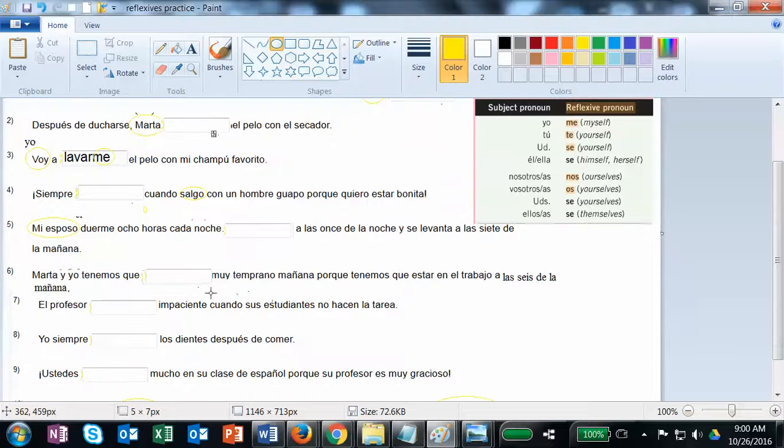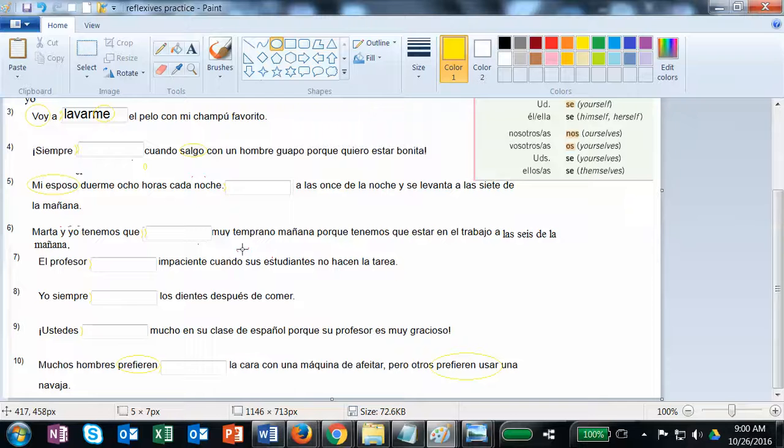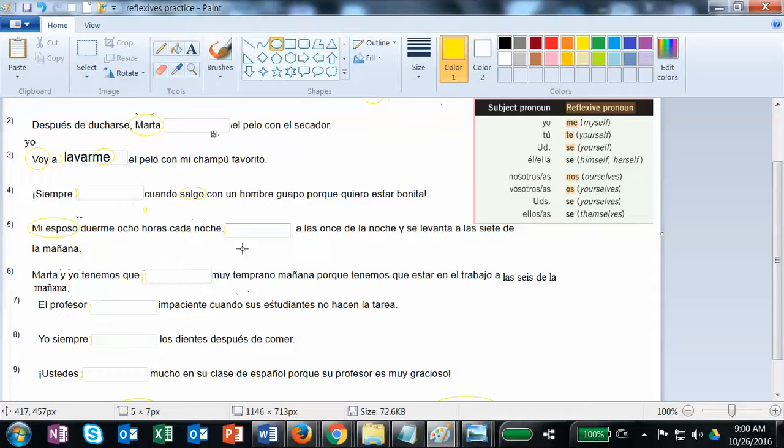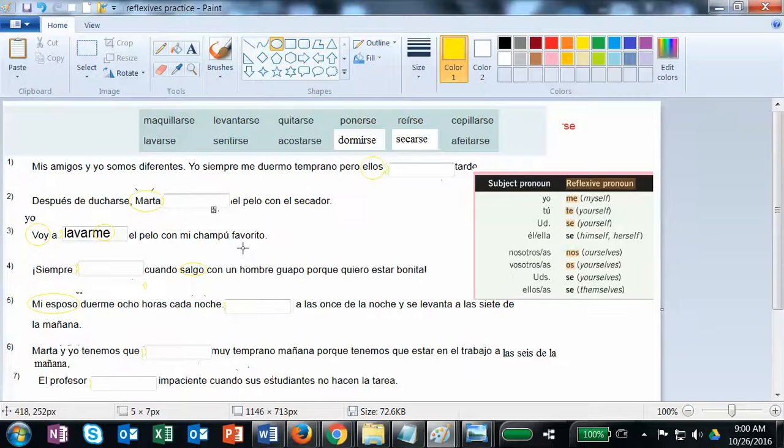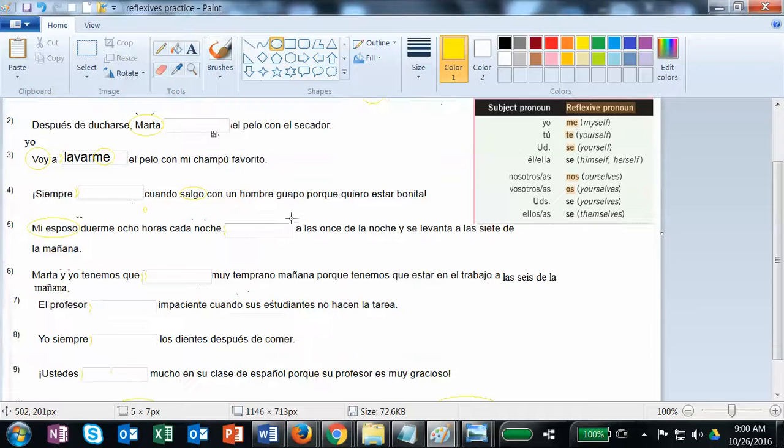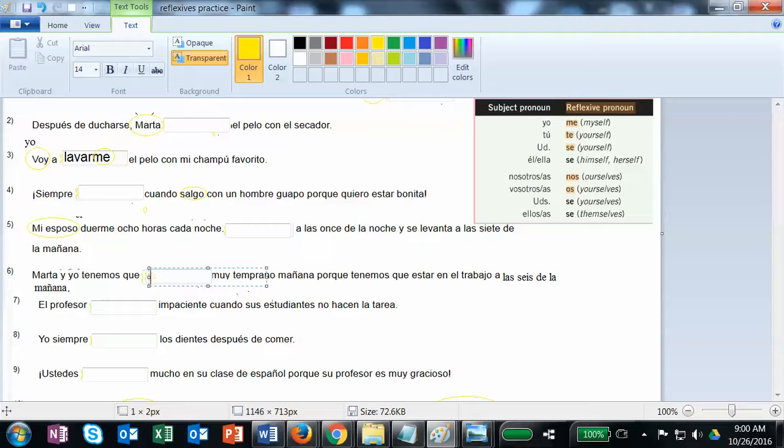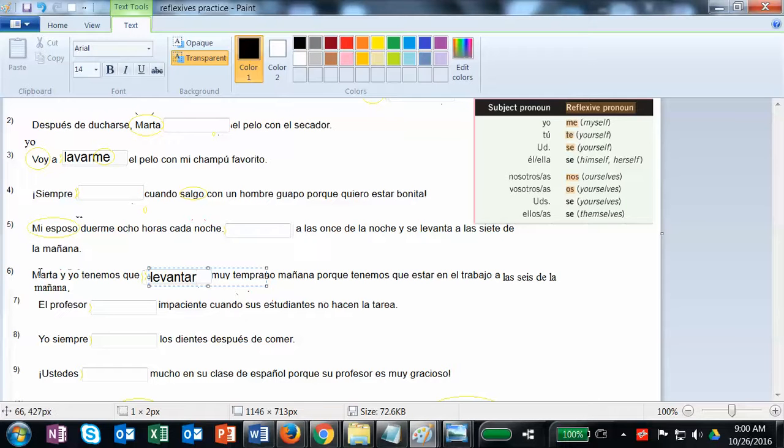Okay. Let's see if there's another one here. "Marta y yo tenemos que blank muy temprano mañana porque tenemos que estar en el trabajo a las 6 de la mañana." Probably get up. So we'll do levantarse. And you wouldn't conjugate, you would leave it levantar. But then because it's Marta and yo, we have to get ourselves up. I need my reflexive pronoun to be nos. I can't leave it as se. Okay, so just make sure that when you are using the infinitives and you do the attaching, that you still take care of your reflexive pronoun and make it match who the subject is.